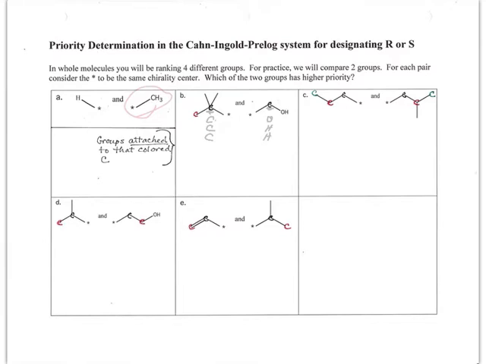compare 1 at a time. It's not the whole group. So if you compare C to O, which one wins? O. And so this is the highest priority group. This is number 1. This is number 2. Do you see how that works?